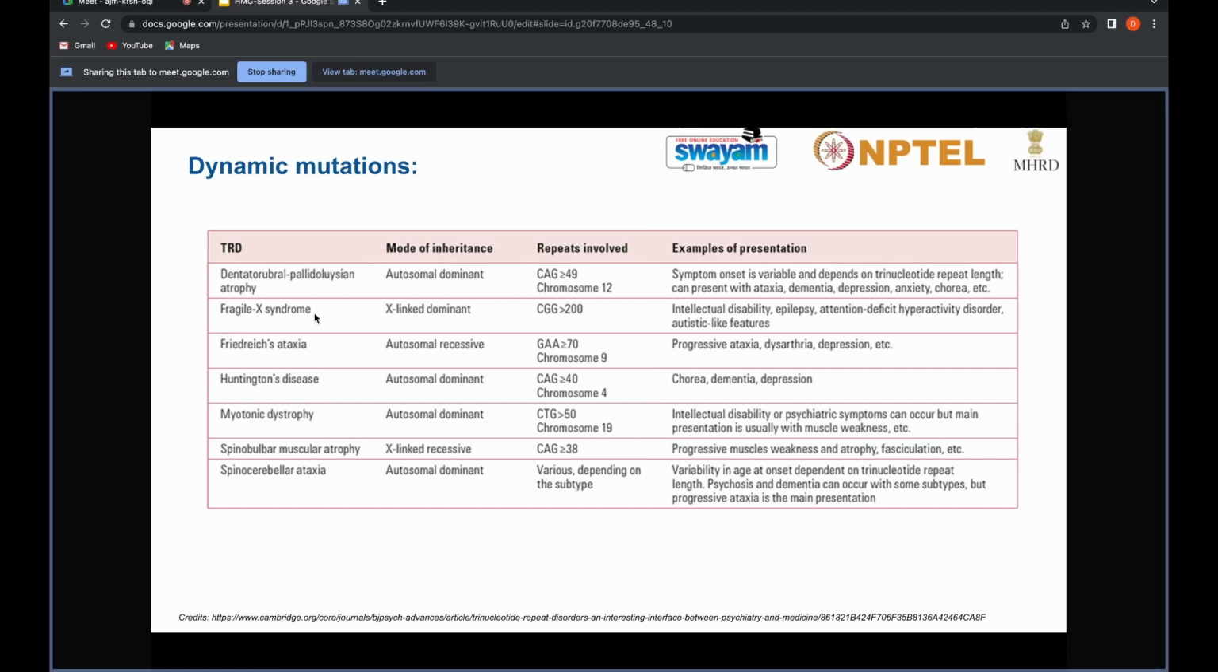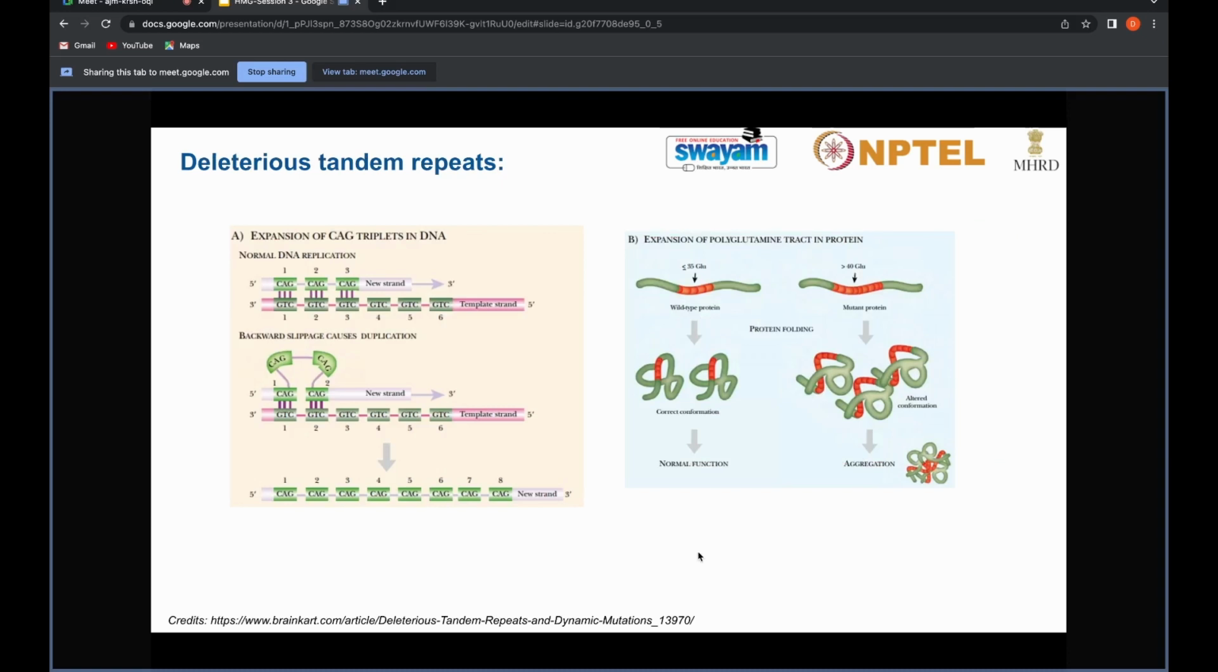Then comes Fragile X syndrome, that is X-linked dominant. And in this, CGG is the trinucleotide, and if it expands above 200 repeats, then it leads to this disease. Different examples of what it causes are intellectual disability, epilepsy, attention deficit hyperactivity disorder, and autistic-like features. So these are just for your reference. You can read it, and you will know which trinucleotides are involved, what the effects are, and what their inheritance patterns are. These are all important. So these all occur due to dynamic mutations.